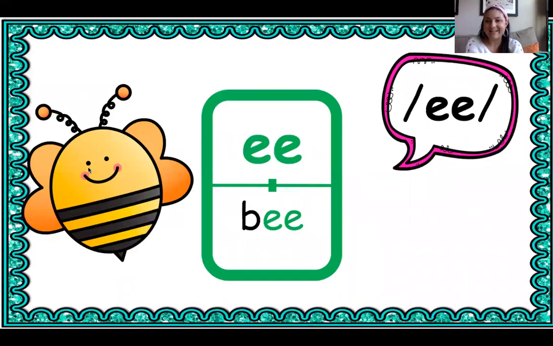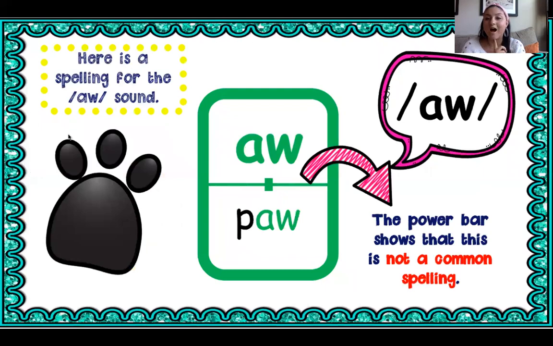Next one is E, like our example bee. Can you think of another one? Thinking of the color green. Next one is ah. This power bar shows that it's not a very common spelling. I'm not going to see this very often for the ah sound. Here they give us the example paw. Can you think of another word with that ah sound?